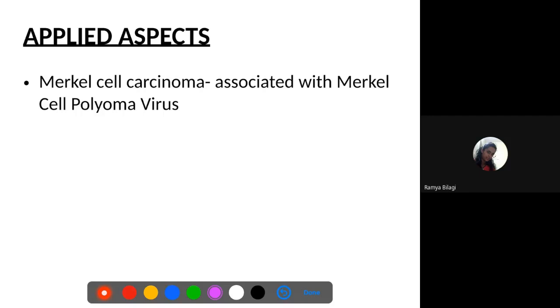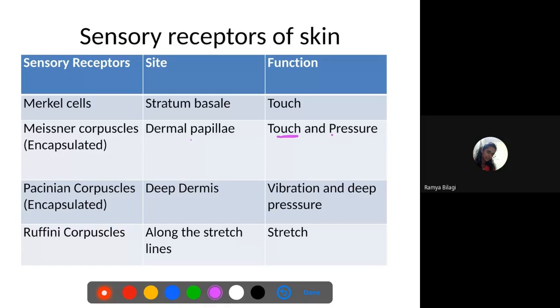Meissner's corpuscles are present in the dermal papilla and they mediate touch and pressure. Pacinian corpuscles are present in the deep dermis and they mediate vibration and deep pressure. Ruffini corpuscles are present along the stretch lines and they mediate the sensation of stretch. This is an important table where you can get multiple MCQs.